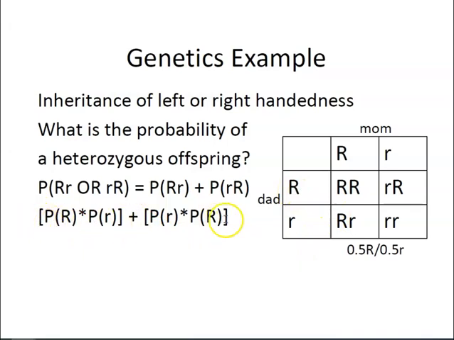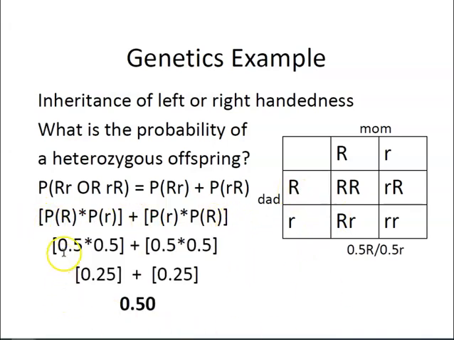All right, so this is our mathematical equation that we need to plug some numbers into. So we're going to get 0.5 times 0.5 plus 0.5 times 0.5, not very exciting. And then we're going to add together those products, so 0.25 plus 0.25 equals 0.5.